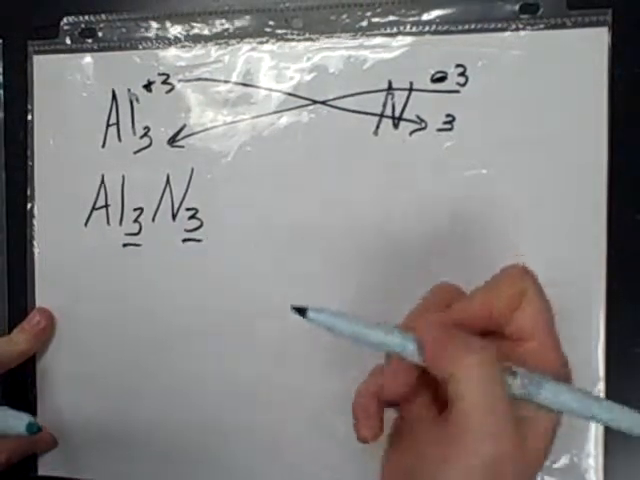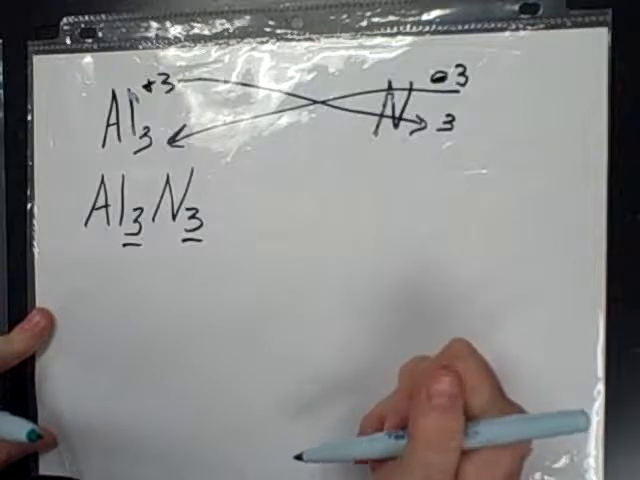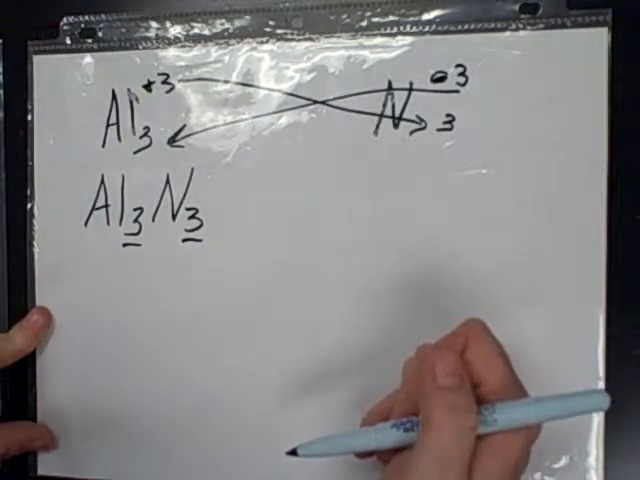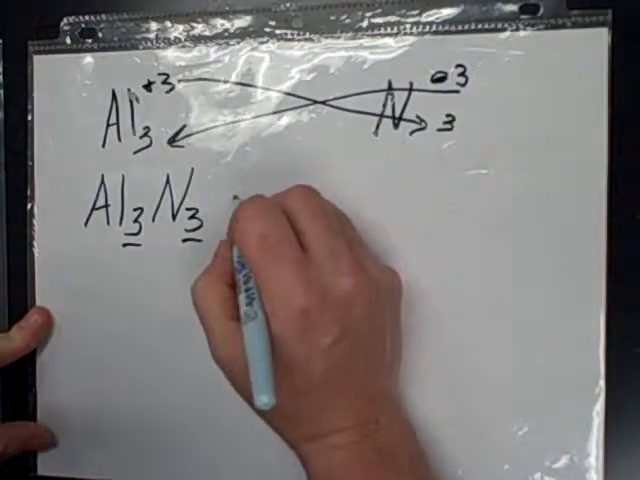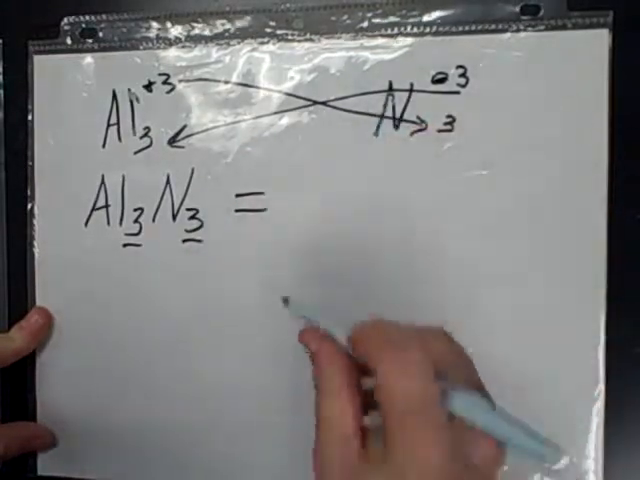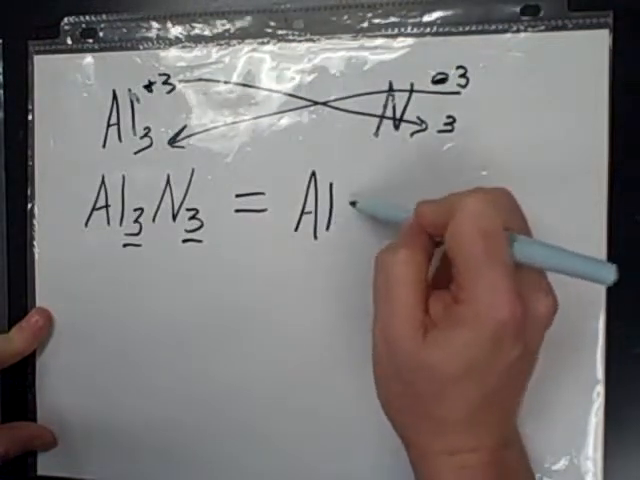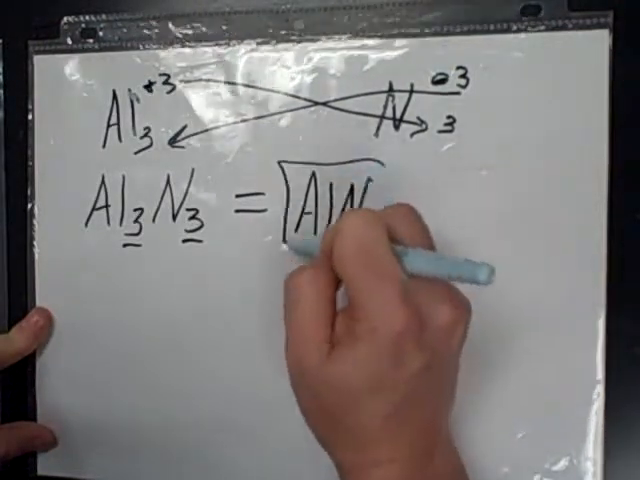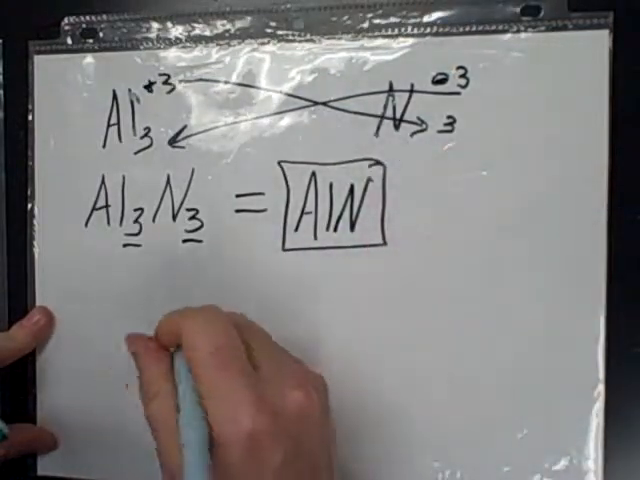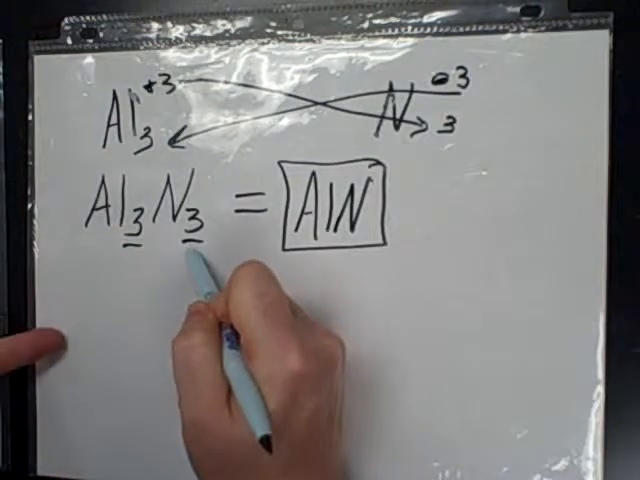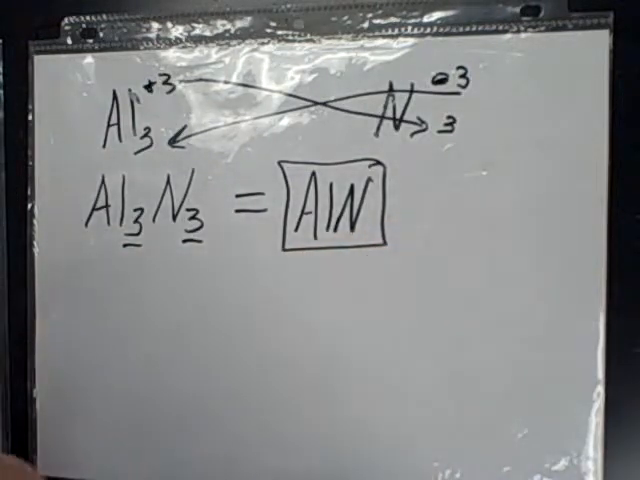Now let's take a look. We have 2 3s here. That means this is not at our lowest ratio. We can divide both of these by 3 to get 1 to 1. So we do that. We always bring them down to their lowest ratio. So AlN. Okay, we always divide. If both numbers in the formula can be divided by the same thing, we always divide to bring them down to the lowest ratio.